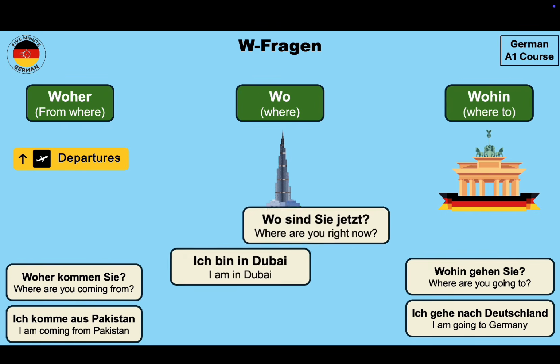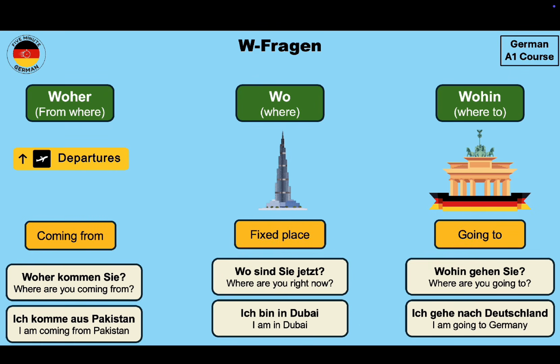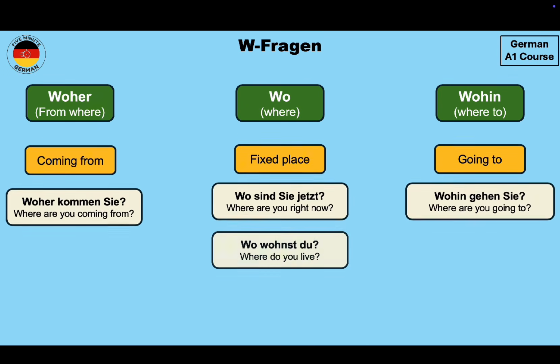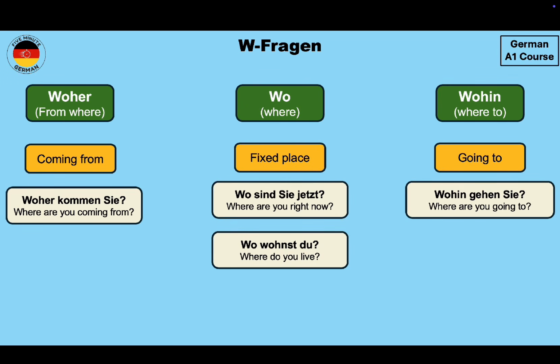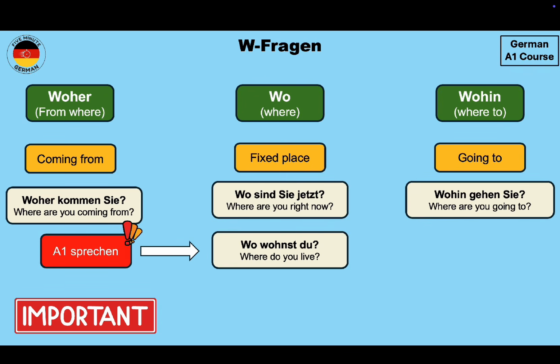So you see that wo is used for a fixed place, and woher is used to tell where you are coming from, and wohin is used to tell where you are going to. Another common question which is asked with wo is "Wo wohnst du?" So this is also important for the A1 Sprechen part, as you will have to tell where you live.